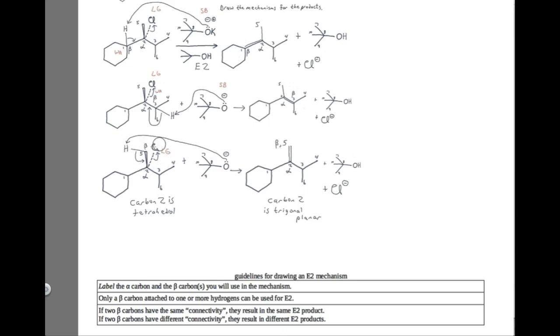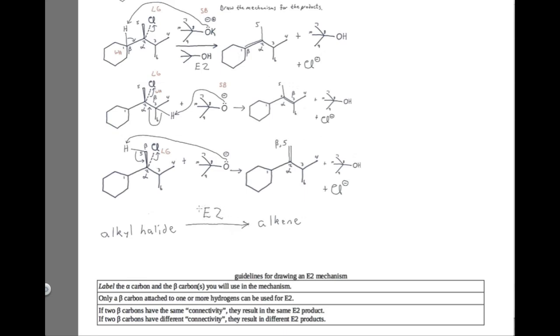What type of functional group is this starting material? It's an alkyl halide. What type of functional group is this product? It's an alkene. What type of functional group is this product? A different alkene. What type of functional group is this product? A different alkene. So each of these E2 reactions gave us a different alkene.